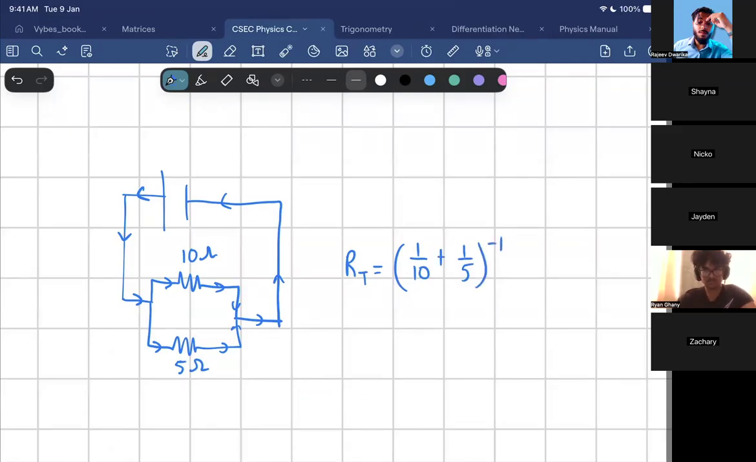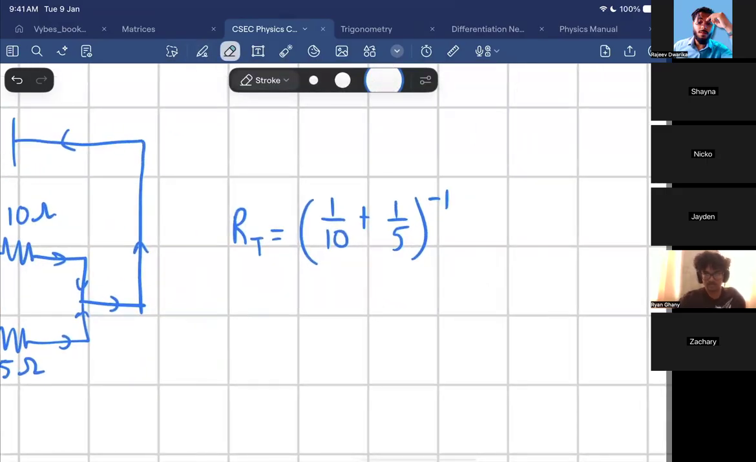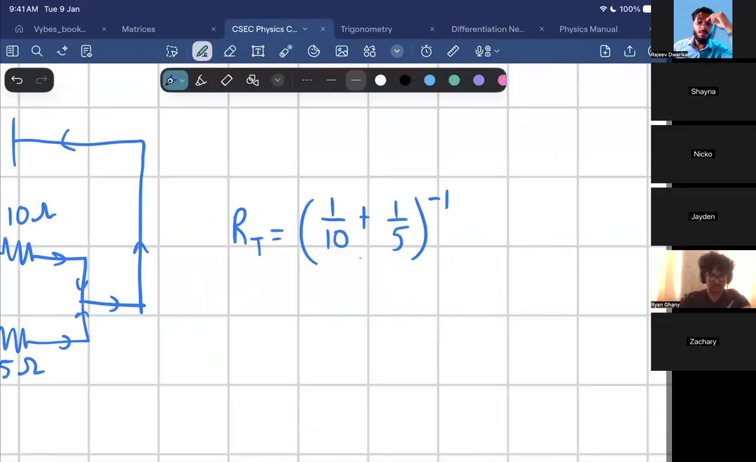Now, when you do it in school, you mightn't learn it like this. You might learn it as 1 over RT is equal to 1 over 10 plus 1 over 5. Then you would have to add this and then reciprocate it, but I'm showing you something much simpler. This is real easy. In the calculator, I want you to plug this in and tell me what you're getting. I want to see if you all know how to use a calculator. If you don't know how to plug it in, just tell me, I'll show you.